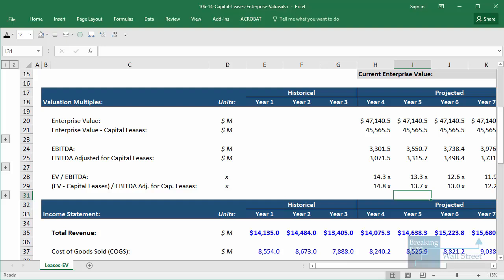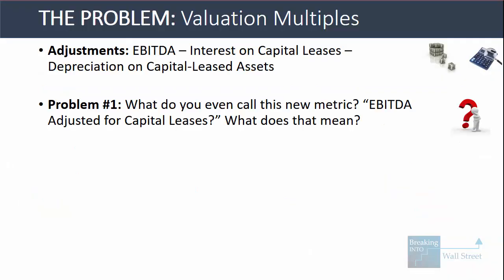So that is what we would have to do if we did not include capital leases. We did not add capital leases when moving from equity value to enterprise value. The first problem is that there is some confusion about what exactly you call this metric. It's not really EBITDA anymore because now you are including some interest and some depreciation. Do you call it EBITDA adjusted for capital leases? Do you call it pro forma EBITDA? Do you call it EBITDA minus interest and depreciation on capital leases?